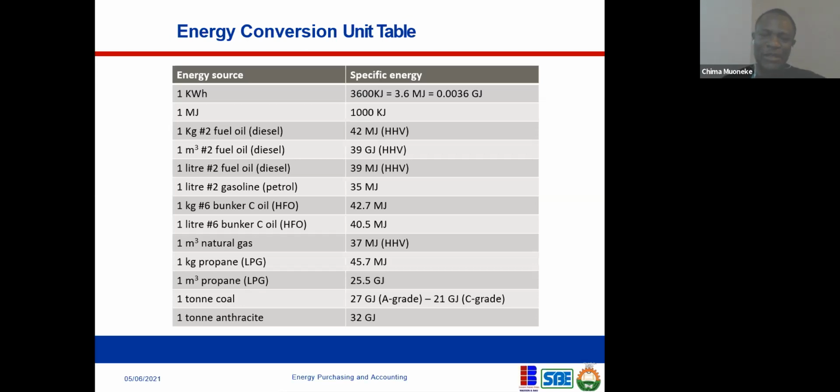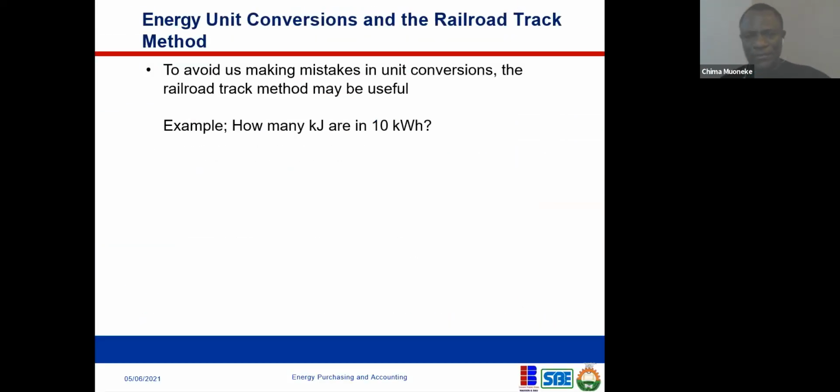So this is the conversion table. We're going to be making use of it as we do some of this energy conversion calculation. And I'm going to tell you the importance of why we need to do this energy conversion calculation. But let us take a few examples of energy conversion first. Now, to avoid us making mistakes in unit conversion, the rail track method may be used. I'm going to explain what the rail track method is, with an example.